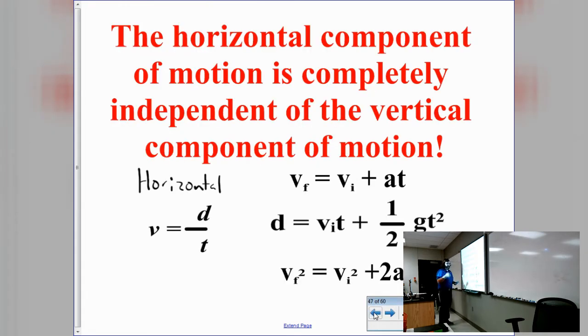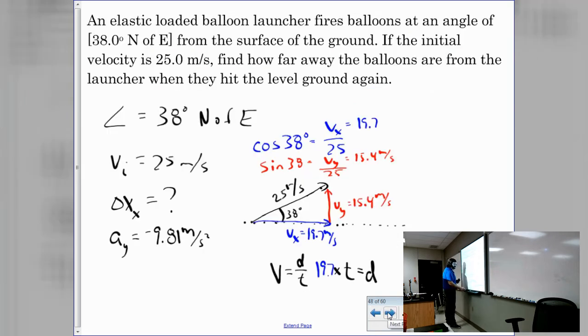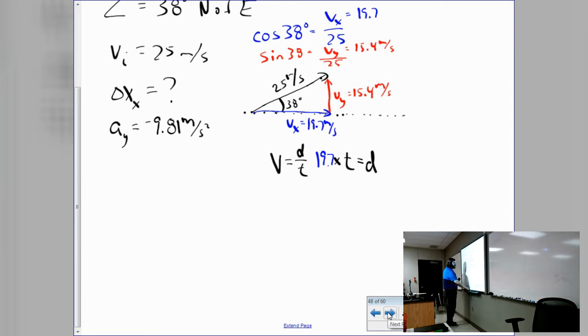We need to have an equation that has velocity initial, acceleration, and time in it. We don't have a distance given to us, so we couldn't really use one with distance. So the best equation to use for our problem would be this one: velocity final, velocity initial, acceleration, and time. So let's take a look at this. The velocity initial, again, we're talking about just the vertical portion of its motion. Velocity initial, the vertical portion in the y direction, is 15.4 meters per second.